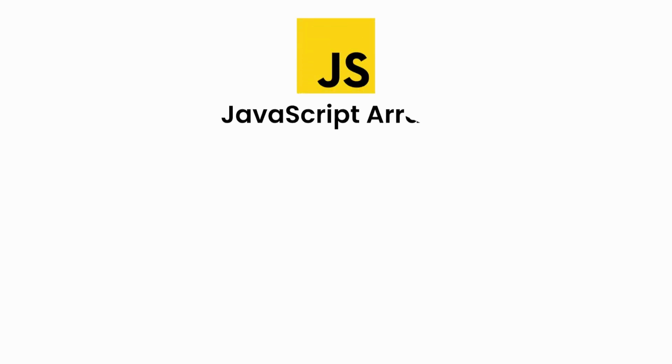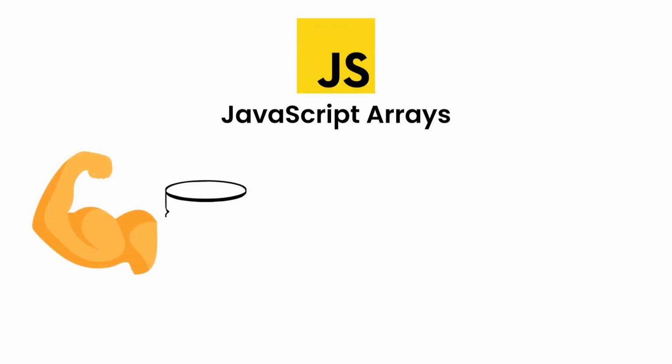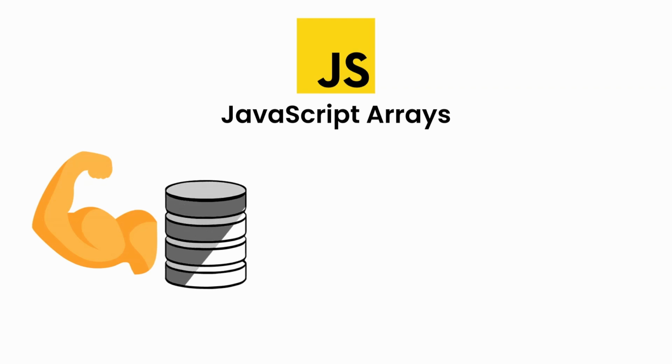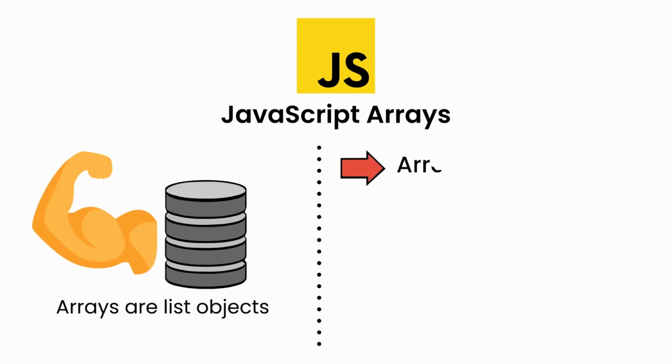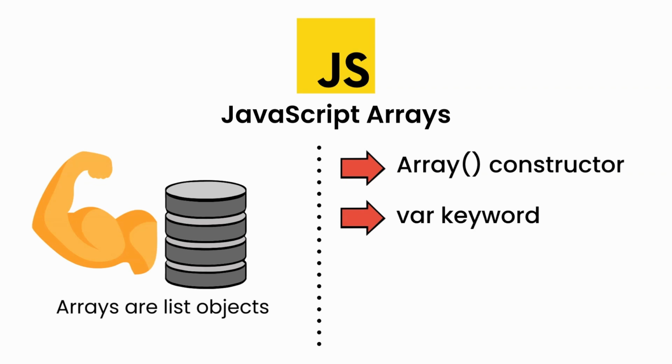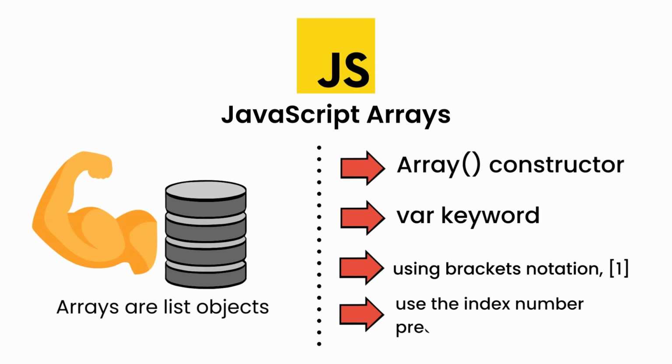JavaScript arrays are a powerful data structure that allows you to store multiple pieces of information in one place. They are ideal for storing lists of items, storing elements of larger data structures, and quickly processing large amounts of data. Like other data structures in JavaScript, arrays can be created using the array constructor or assigned to a variable using the var keyword. In addition, you can access individual elements in an array using square brackets notation, or use the index number.